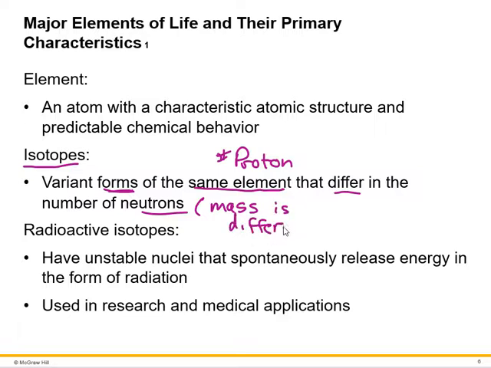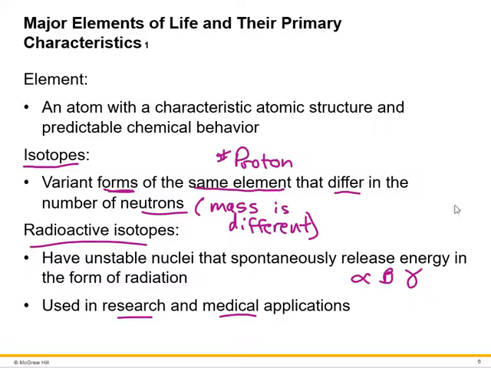And when we talk about isotopes, mainly in medical fields, we're really interested in the radioactive isotopes because they're used in medical applications and research. So they have these unstable nuclei that spontaneously release energy in the form of radiation. That radiation could be an alpha particle, or a beta particle, or a gamma ray or something like this, and it could even be neutrons.